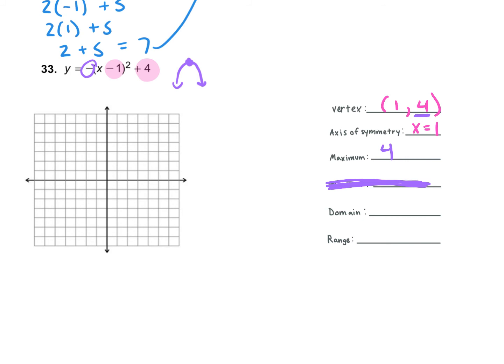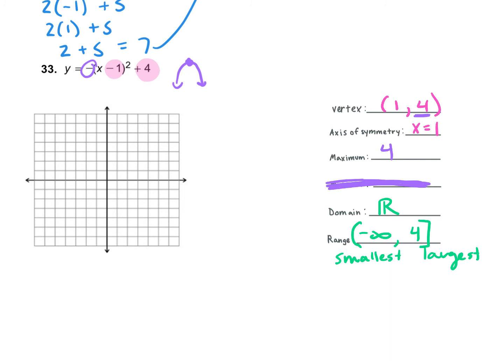What's my domain? All real numbers. And then what's my range? Do I go up to positive infinity or down to negative infinity? Down to negative infinity. So what's the smallest number here? Negative infinity, because that's the smallest possible number we have. And then what's the biggest number here? 4. So remember, you always start with the smallest and end with the largest. Negative infinity is super duper small. And then the infinity gets a parentheses, the number gets a bracket.